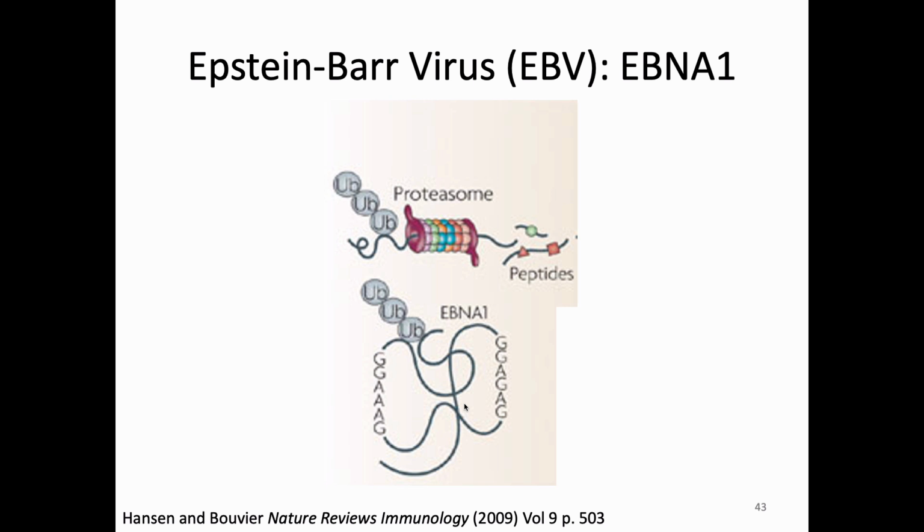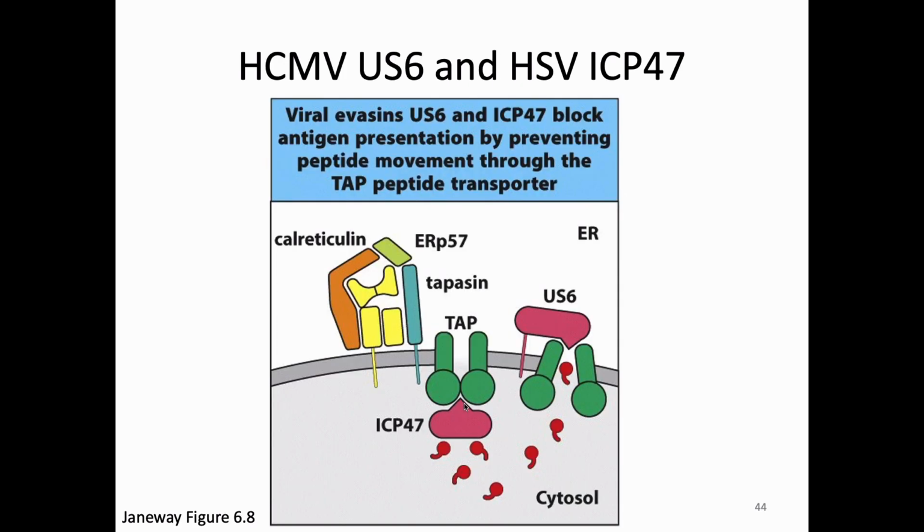Some of the more fun ones are these. These are actually two very famous proteins in immunology. One of them is called US6. It's from a virus called HCMV, which is human cytomegalovirus. Another one is called ICP47. It's made by herpes simplex virus. These two proteins work conceptually in the same way. They're very, very similar.